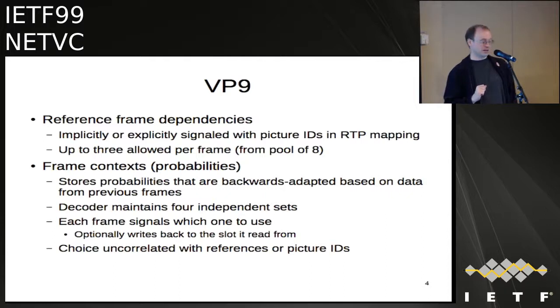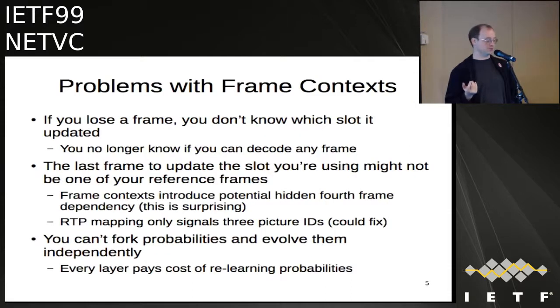So next slide. You can imagine this creates some problems. If you lose a frame in the error resiliency case, you don't know which slot it updated. So you actually no longer know if you could decode any frame. But also, the last frame to update the slot you're using might not have been one of your reference frames. So if you're going through your RTP headers and saying, do I have all the frames I need to be able to decode this for the current layer, or can I safely drop this frame and not break anybody else? You don't actually know unless you parse into the packet and figure out which of these frame context slots it's updating and what other frames that affects.